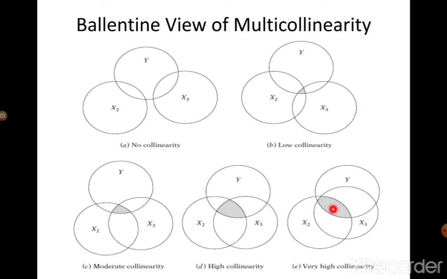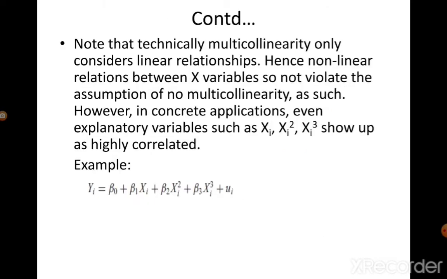Every time you are in this region, all we can say is that the variations here are being jointly explained by variations in the explanatory variables x2 and x3. We can't say that half of it is due to changes in x2 and half of it is due to changes in x3, right? And that becomes the problem of multicollinearity.